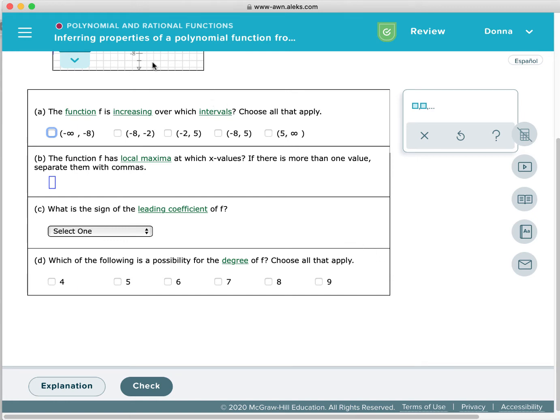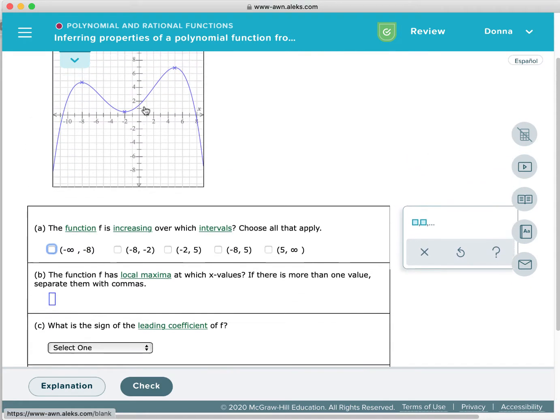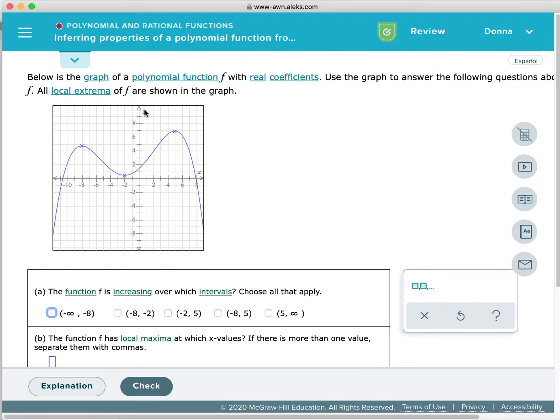I'll be doing a movie on inferring properties of a polynomial function from its graph. So here we have the graph of a polynomial function, and we want to be able to answer the following questions. The first question asks about increasing over an interval, and I believe I might have mentioned it in our class, but just in case, we can think of our curve as a roller coaster ride.